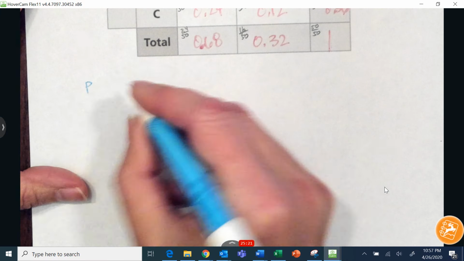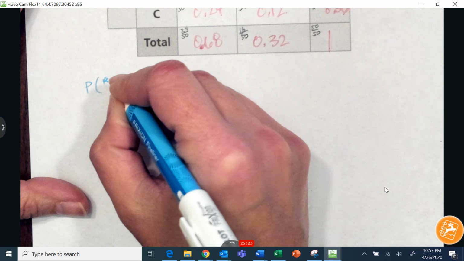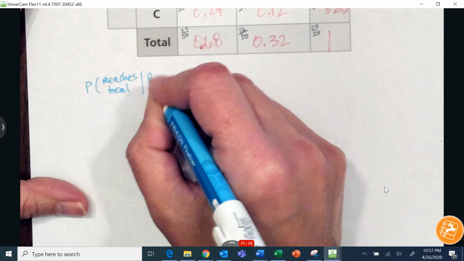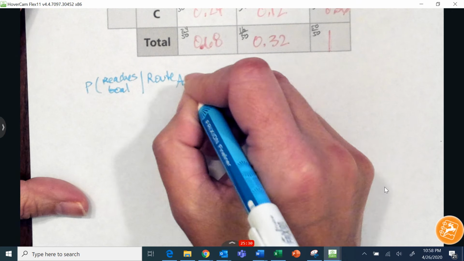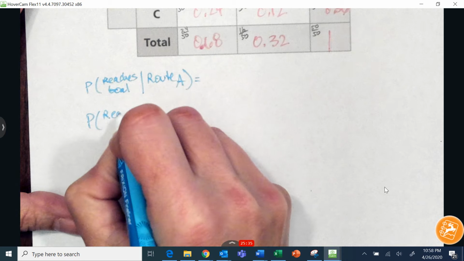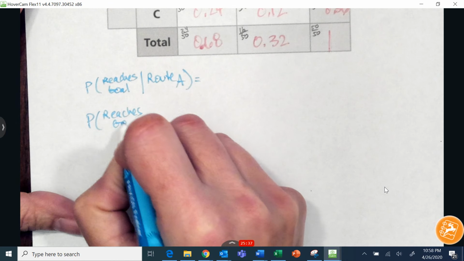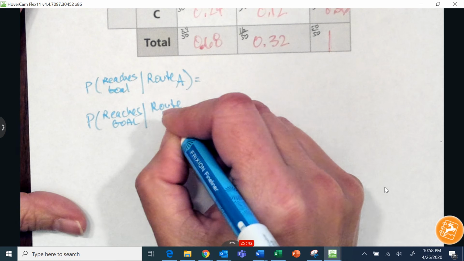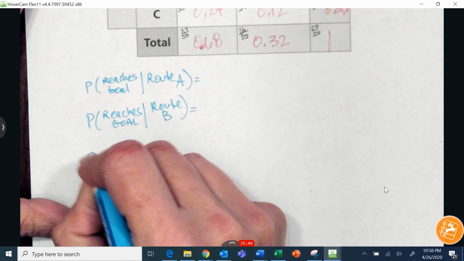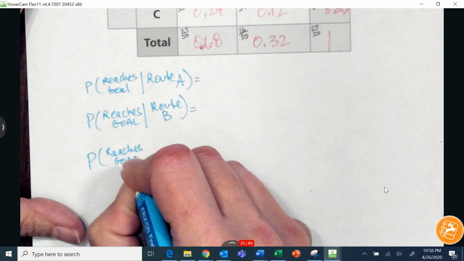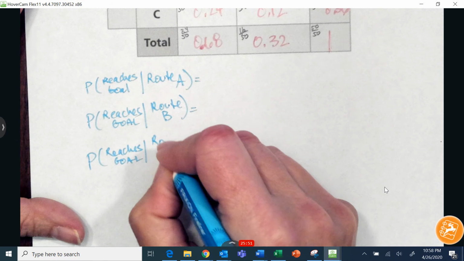So it's going to look like this. We're going to do the probability that he reaches the goal given that he took route A. We're going to compare that to the probability that he reaches his goal given that he's doing route B. And we're going to do the probability that he reaches his goal given that he's taking route C.